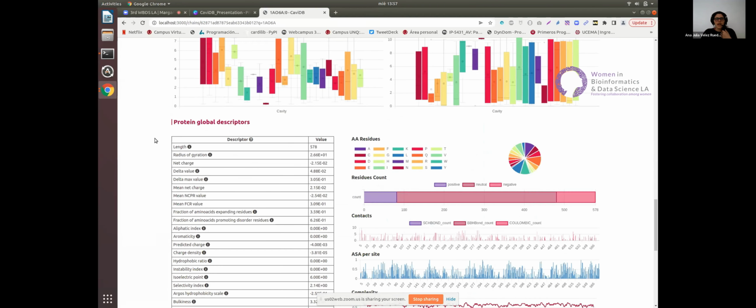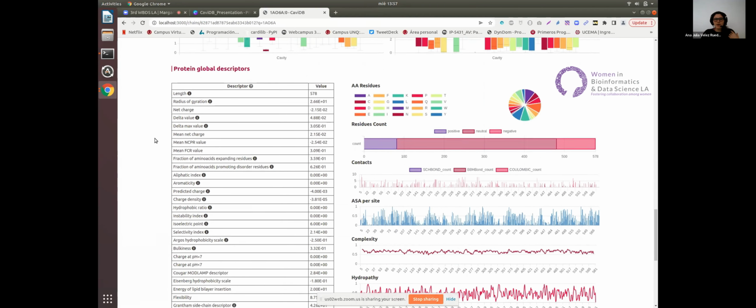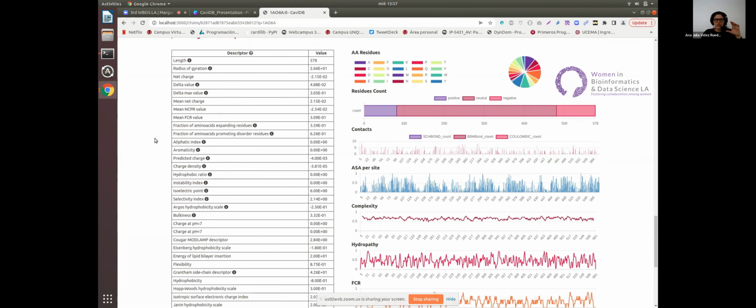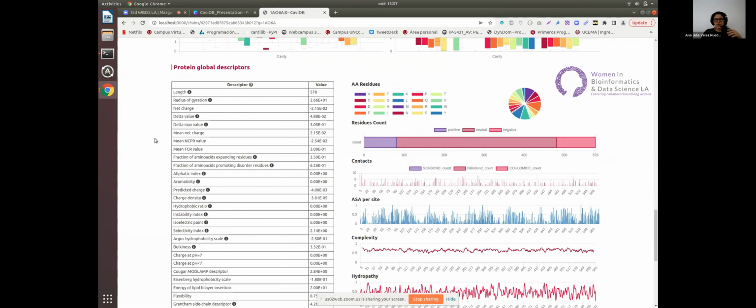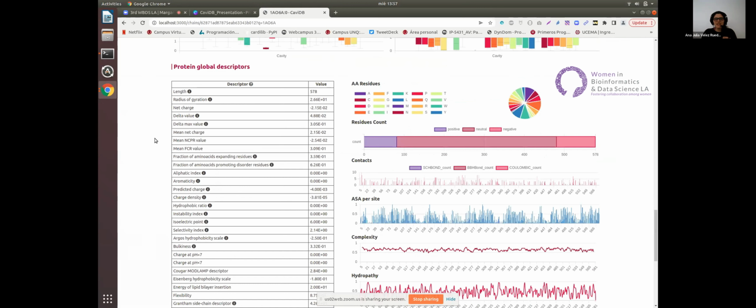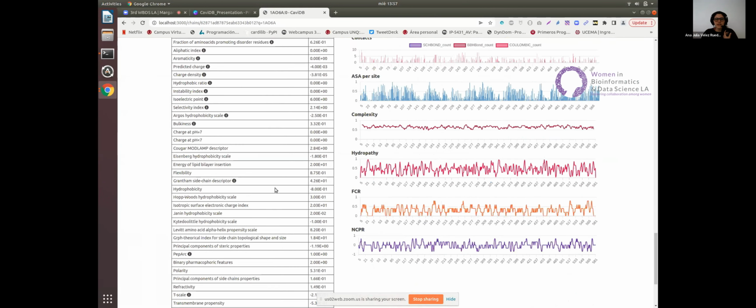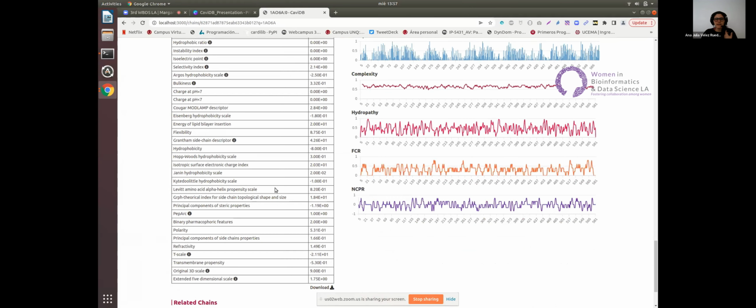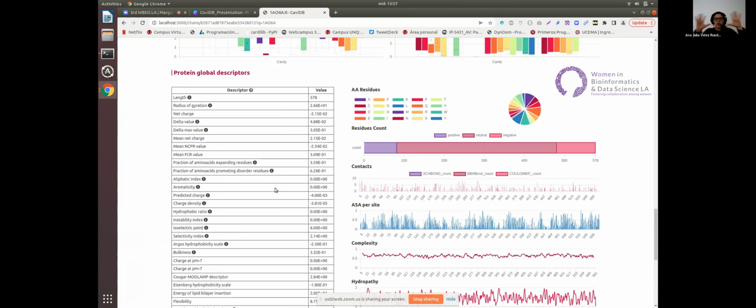Finally, you have a third section in this entry, in all the entries in CavityB, that is related with the global descriptors of the protein, or the solvent accessibility, the complexity, and all the parameters that are related with the global protein information.